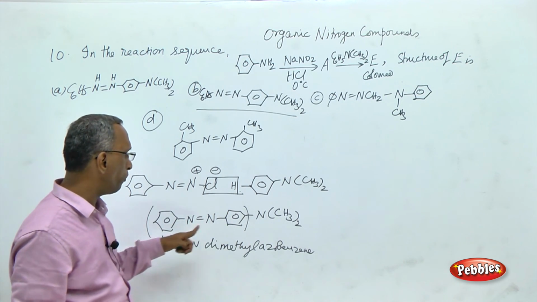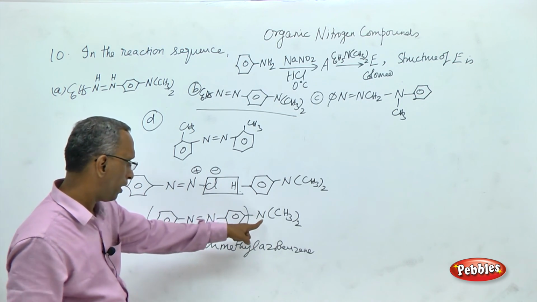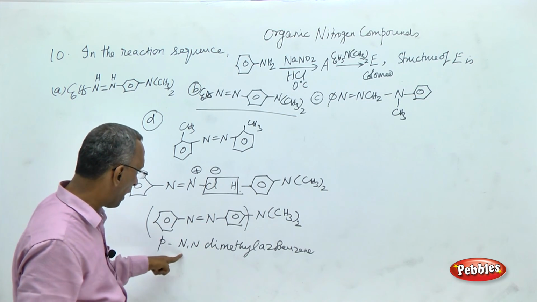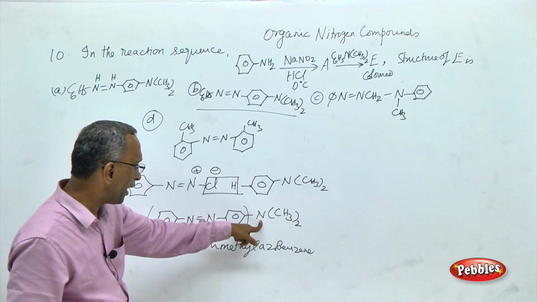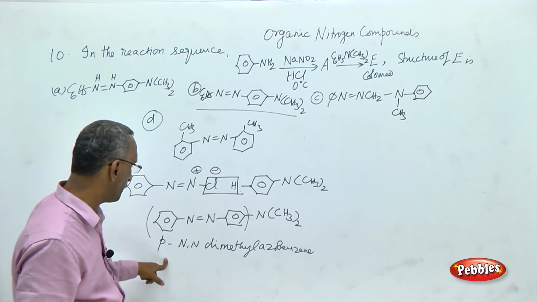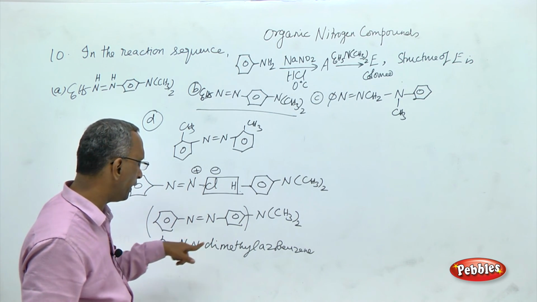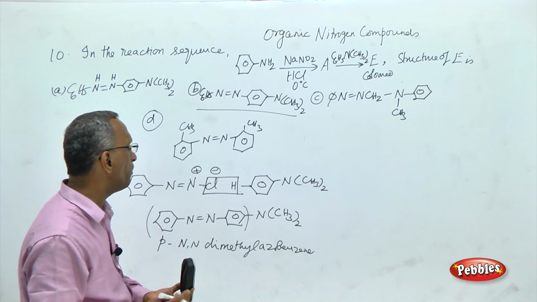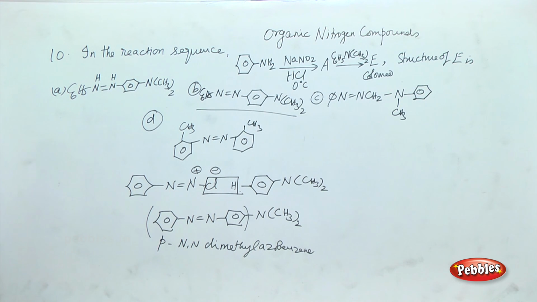In the azobenzene para position there is an amino group, but on the same nitrogen atom, two methyl groups are there. This is called para-N,N-dimethyl azobenzene. This is the correct product for the current question. So this finishes the current question and its correct answer.